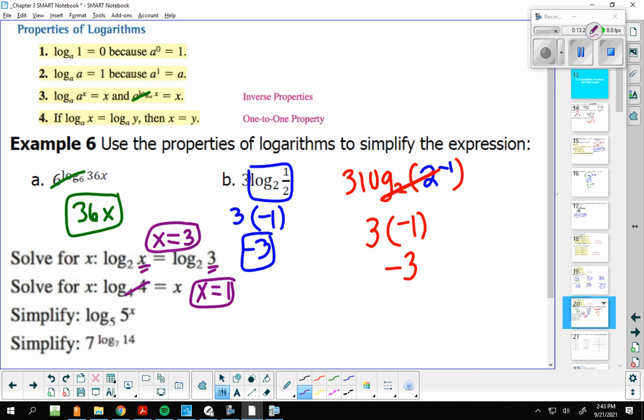And that was our second property here. It's just 1. 5 to what power is 5 to the x? X power. And then here, so those were equations. Here we just have expressions that we're simplifying. And then we have 14. And that's using the inverse property, which is the third one.